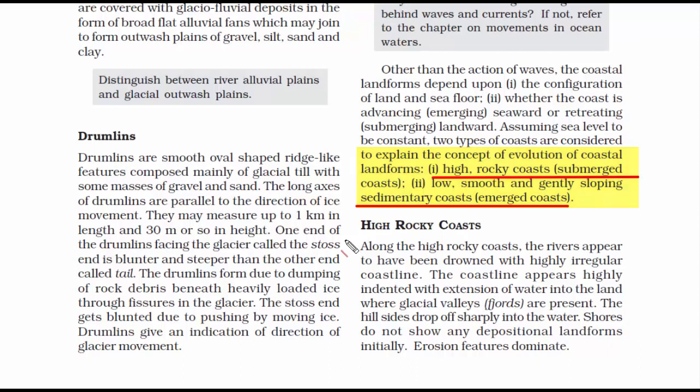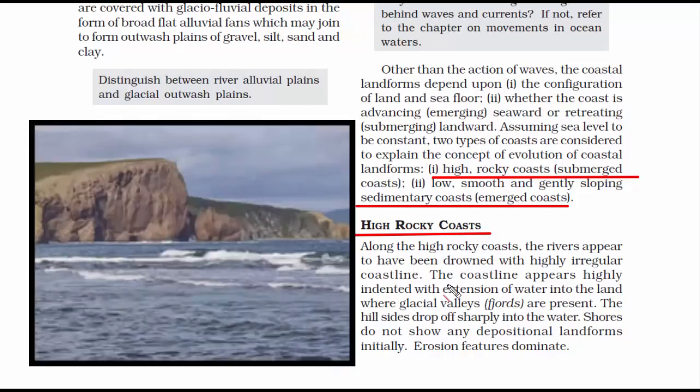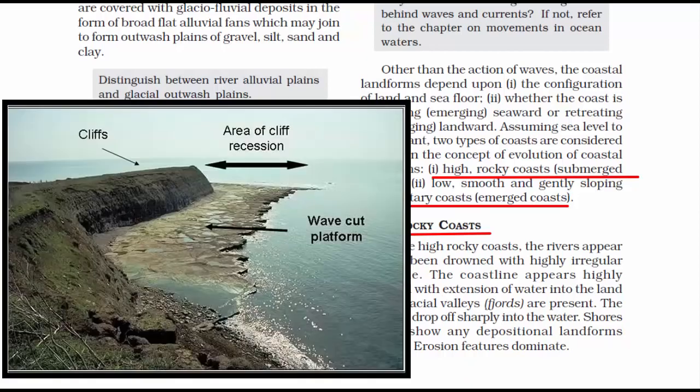I'll explain both of them. The first one is high rocky coast, which is also known as submerged coastline. By submerged, we get a hint that this coastline is totally under the water. Have a look at this picture. You can see these high cliffs. If you jump into this water, it's not going to be very deep because the coastline is under the water.